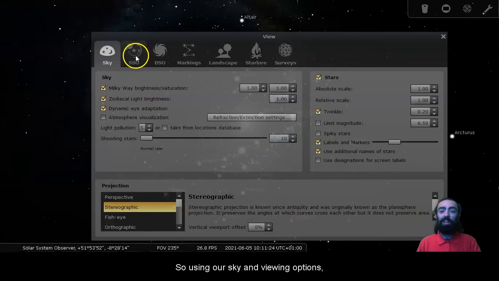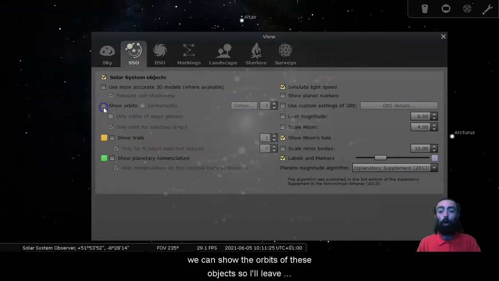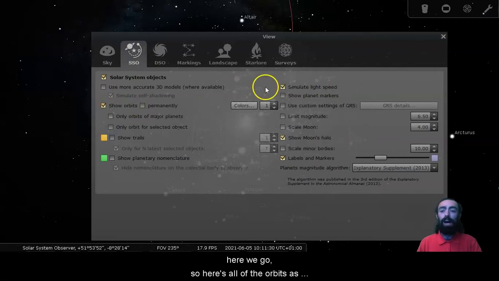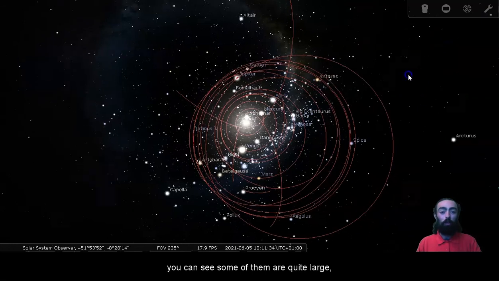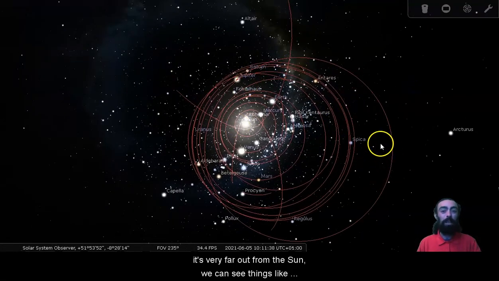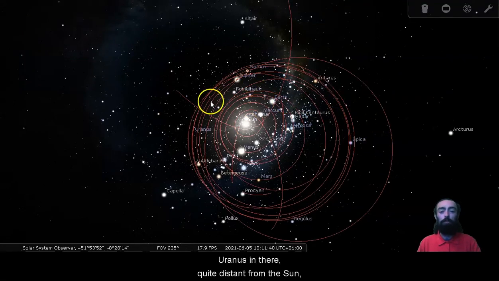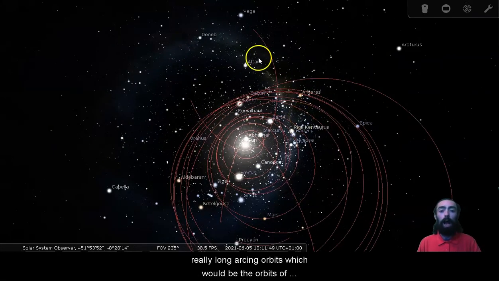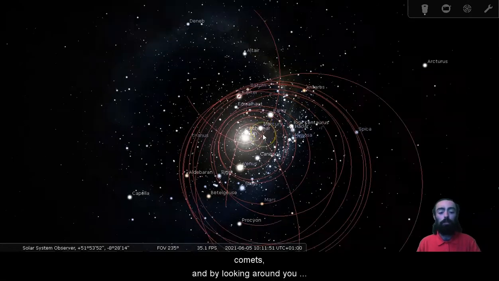So using our sky and viewing options, we can show the orbits of these objects. I'll let them come on in their entirety. Here we go. So here's all of the orbits. As you can see, some of them are quite large. This must be an object like Pluto, very far out from the sun. We can see things like Uranus in there, quite distant from the sun. Mars a bit closer. Jupiter and Saturn are out there. We can also see these really, really long arcing orbits, which would be the orbits of comets.